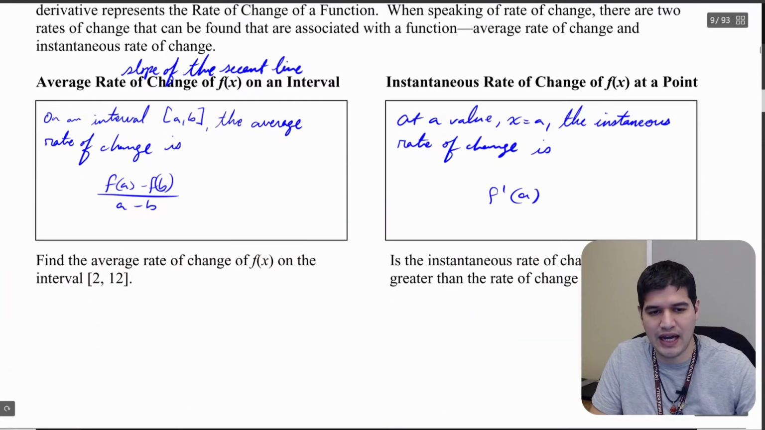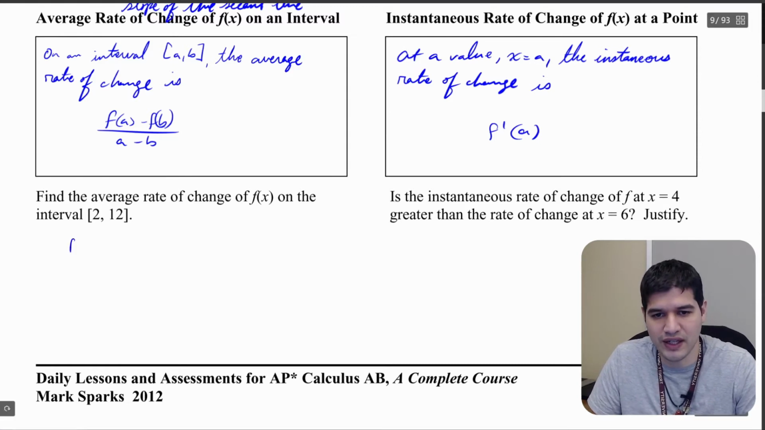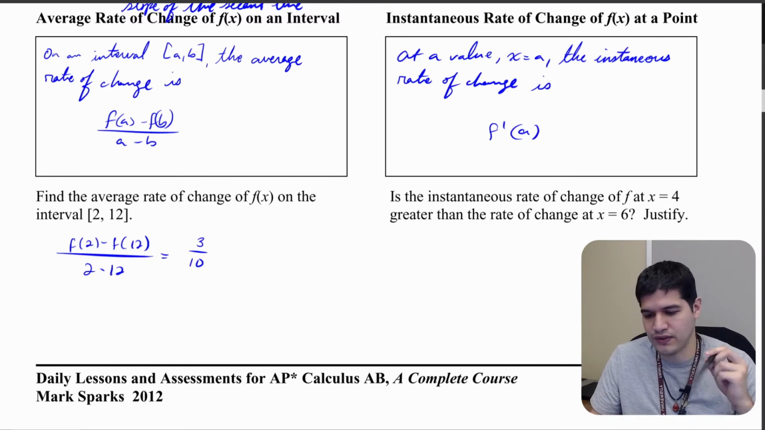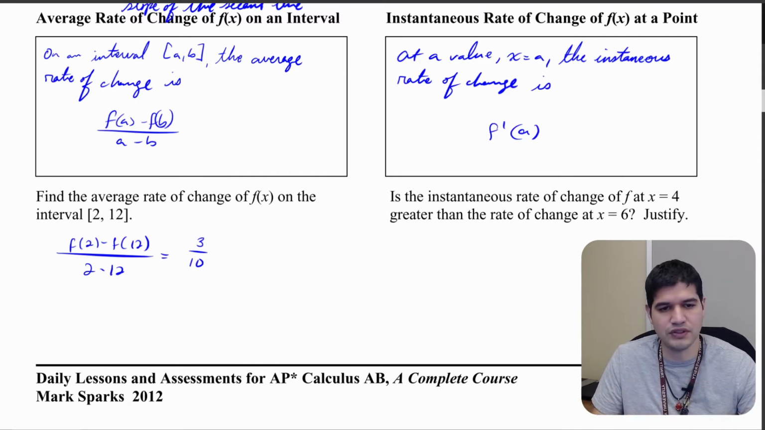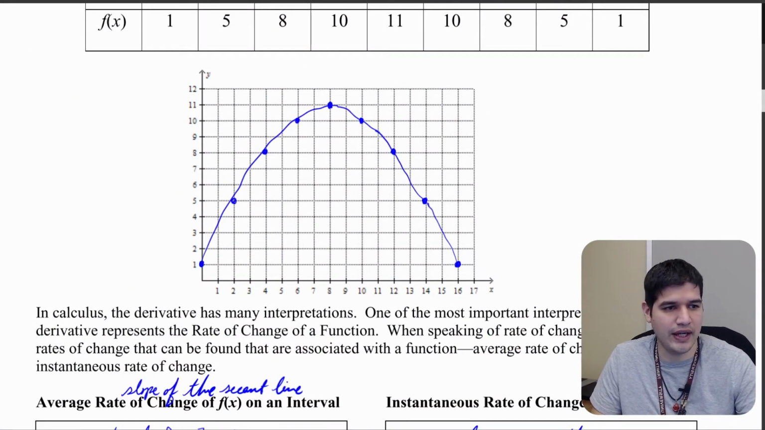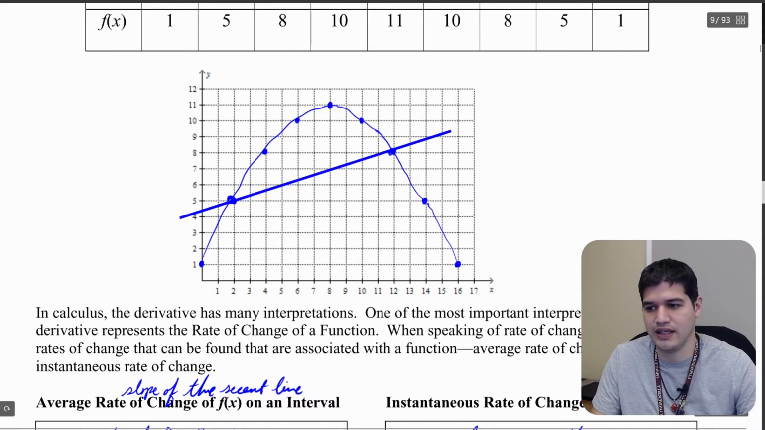We want to find the average rate of change of f of x on the interval from 2 to 12. So we want f of 2 minus f of 12 over 2 minus 12. You solve this out and you should get 3/10. All I did was grab the values from the table or from the graph. Let's go up to our graph real quick and look at 2 and 12 and connect those. f of 2 is right here, f of 12 is right here, and we have a secant line just like that.